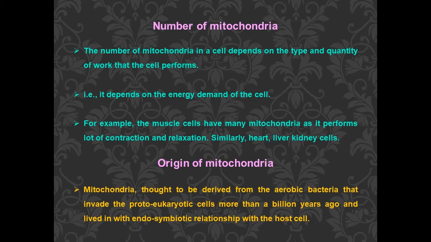How did the mitochondria originate? Mitochondria are thought to be derived from the aerobic bacteria that invaded the proto-eukaryotic cells more than a billion years ago and lived in endosymbiotic relationship with the host cell.